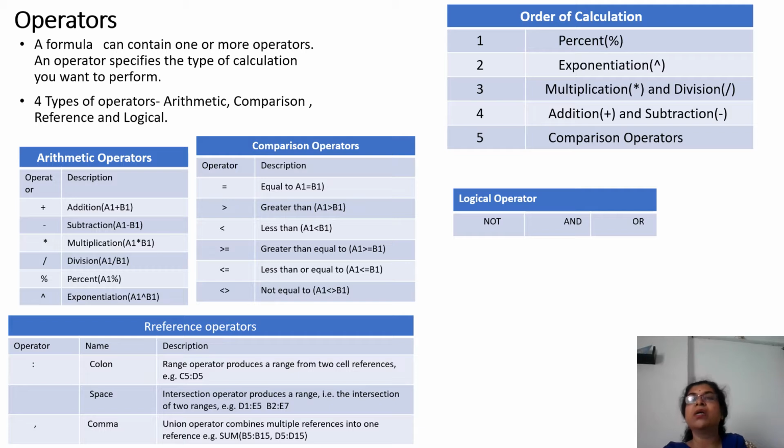Now whenever you are giving operators, how it will perform, how it will get solved, the sum has a certain order, that is order of calculation. All the calculations are done from left towards right. In that also, percent sign will come first, then the exponential sign, then multiplication or division, whichever comes first from left to right, addition and subtraction, again whichever comes first from left to right, and the comparison operators after that.